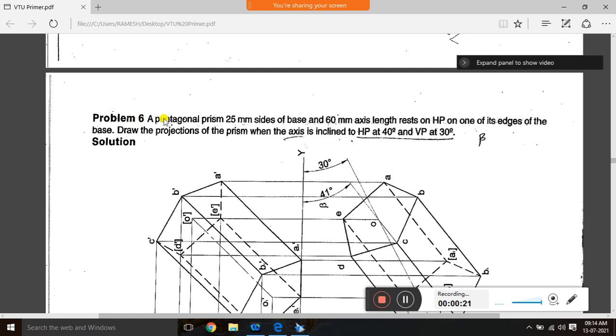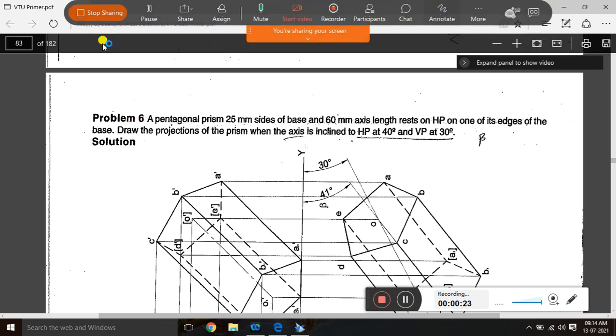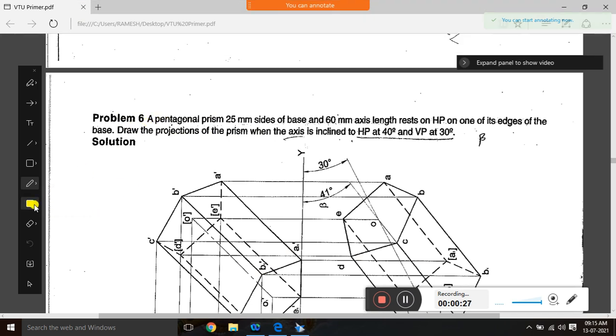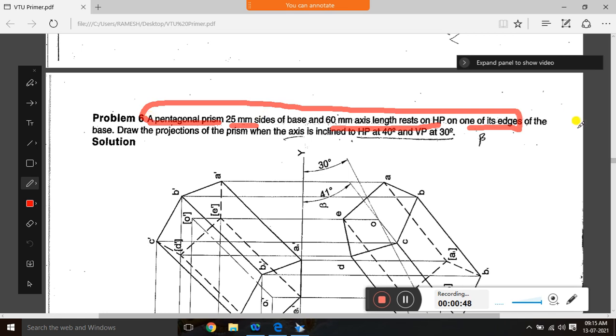So first read the problem. So basically it's a pentagonal prism. First thing is it is a pentagonal prism. So the problem is based on the prism and the surface is pentagon. Okay, it's of 25 mm side and axis length is 60. Always it is resting on HP. We already know that it is always resting on HP on one of its edges. So it is an edge condition. By using this data, we can easily construct the first position.